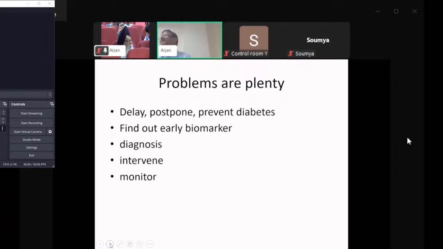Similarly, the next step is CGMS, Continuous Glucose Monitoring System. That is already available in our country, costing 5,000 to 6,000 rupees for 15 days, and that is very good. Can we replicate, can we reproduce it by an indigenous technique?